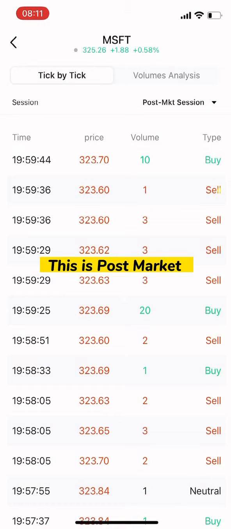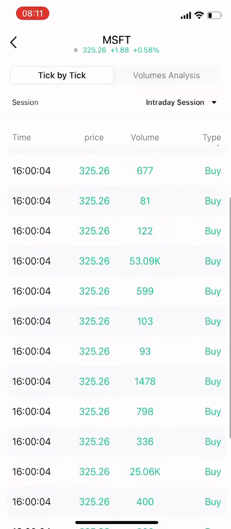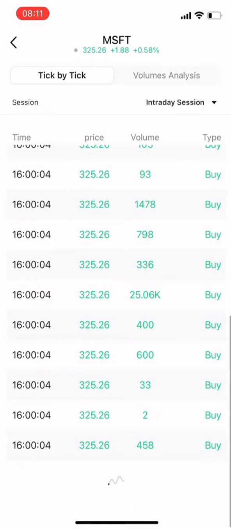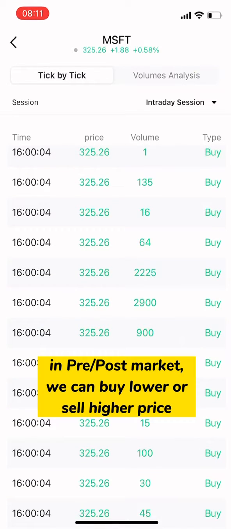This is post-market. This is intraday session, normal trading hour. In this hour, there will be lots of transactions. In pre-post market, we can buy at a lower price or sell at a higher price.